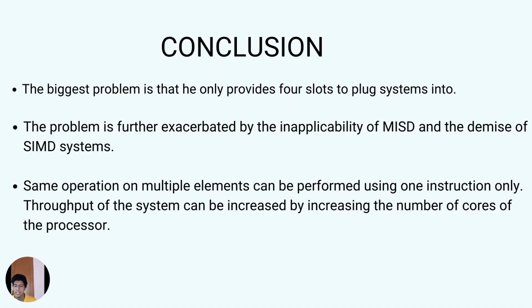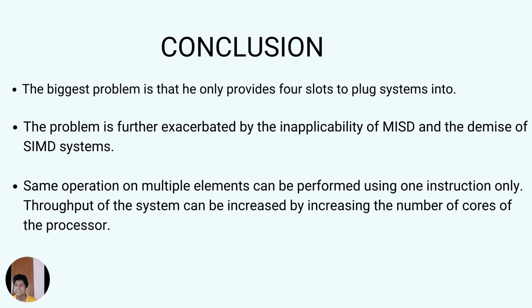Now moving on to the conclusion part and the last part, the biggest problem is that Flynn only provides 4 slots to plug systems into. That means only 4 types of classifications are given by Flynn. So that is an issue, because there are tasks which do not fall into any of these four categories. So what can we do in that case? That's an issue.